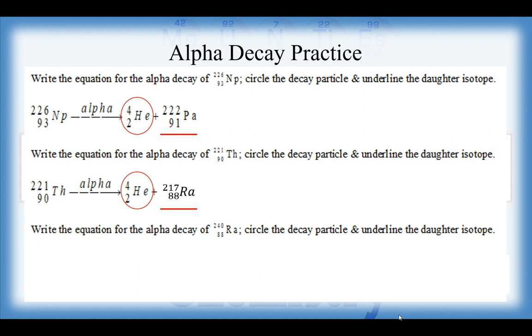You can go ahead and pause the video if you like to try this on your own, and then restart to check your answer. In writing your equation, you start with the parent isotope and indicate the decay type above the arrow. You can either write it out or use the Greek letter that corresponds to it. But you should get helium 4/2 for the decay particle and radon-236 for the daughter isotope.